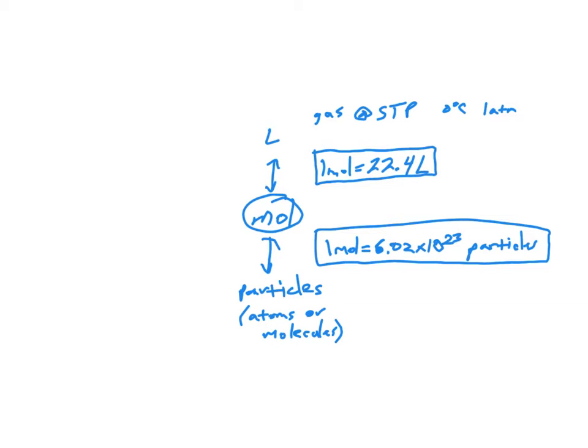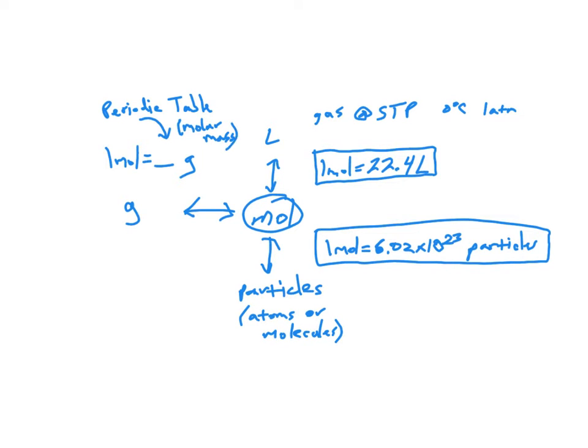The last thing that we can convert to is grams. So I can convert to grams of a substance, and the conversion factor I use here is 1 mole is equal to a certain number of grams. Well, we don't know what the actual number of grams is because it depends on the chemical itself. So to get this number right here, you have to refer to the periodic table, and that is called the molar mass of a substance.